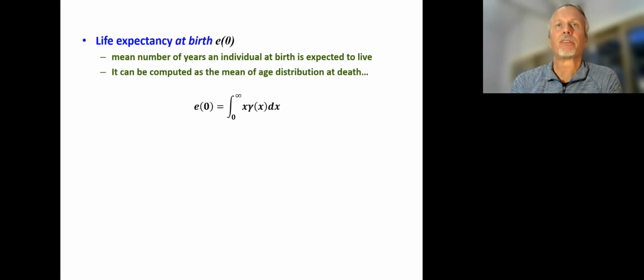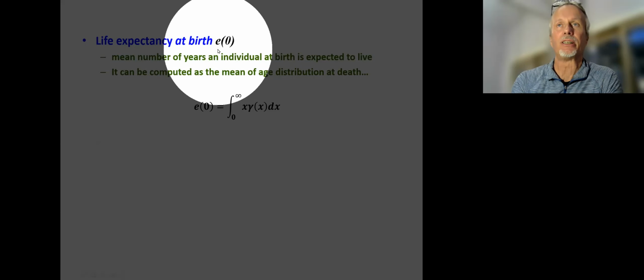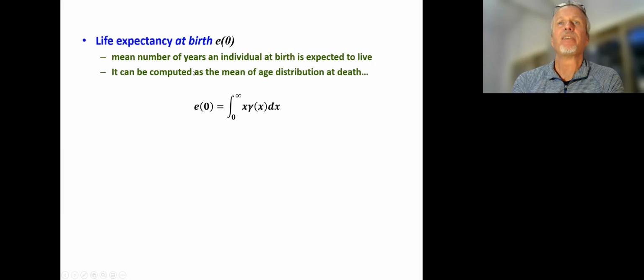Let's move forward and use this information to derive other important parameters. For instance, life expectancy at birth, which is usually indicated as E0 here, is the mean number of years an individual at birth is expected to live. It can be computed as the mean of the age distribution of death.